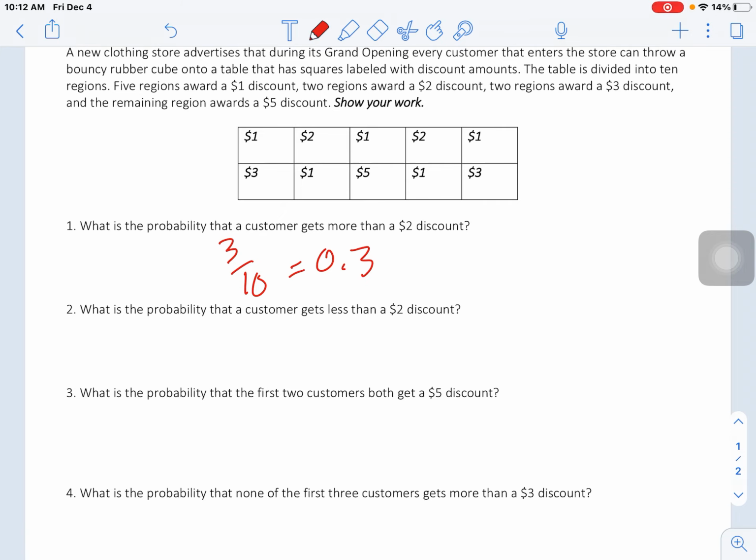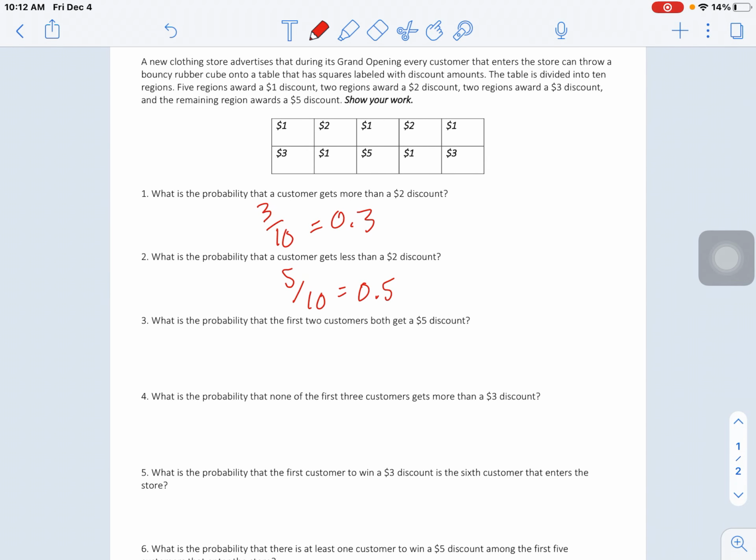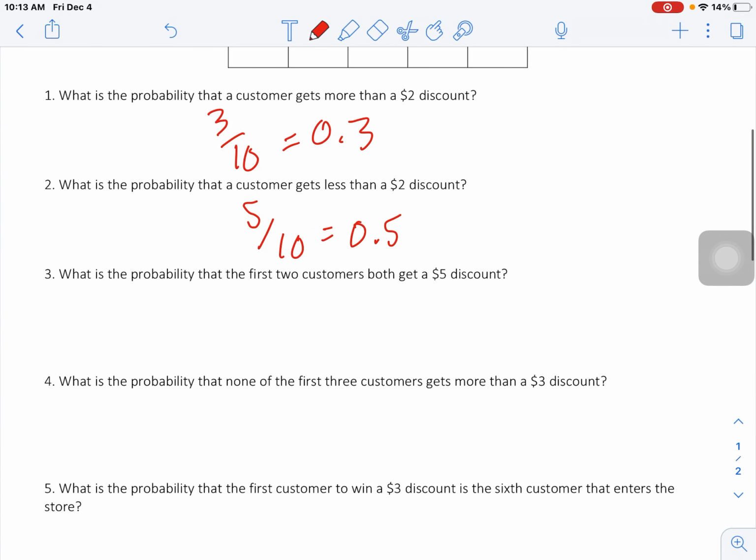Number 2, what's the probability that a customer gets less than $2? Well, the only ones that are less than $2 are the ones that are $1. So there's $1, $2, 3, 4, 5. There's 5. About a 50% chance.